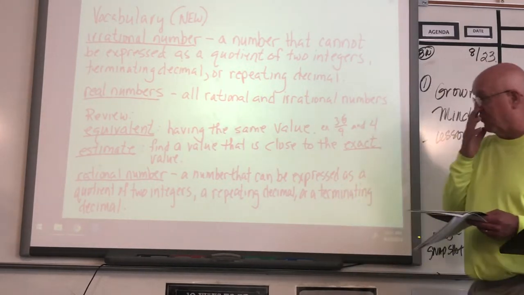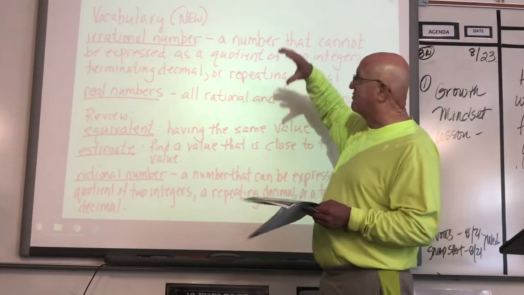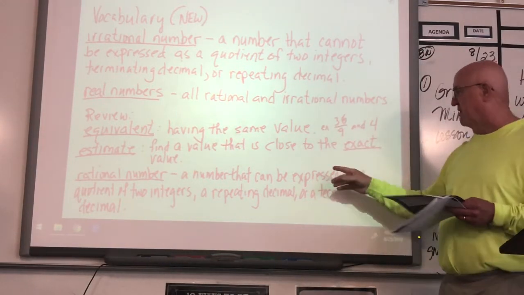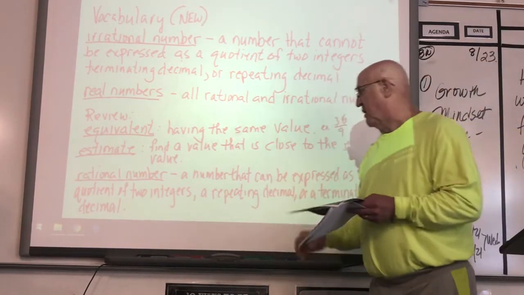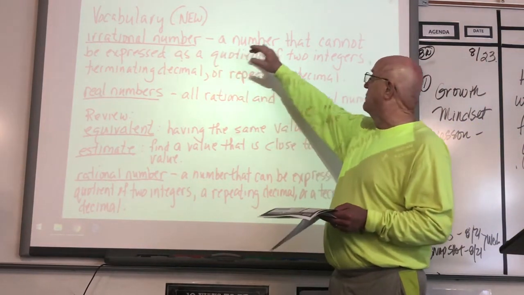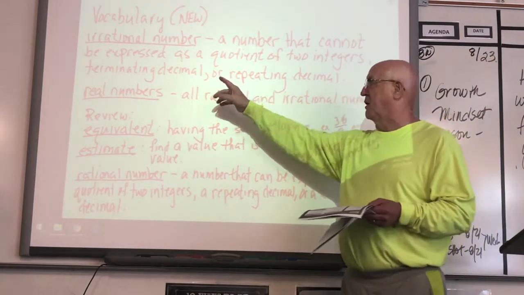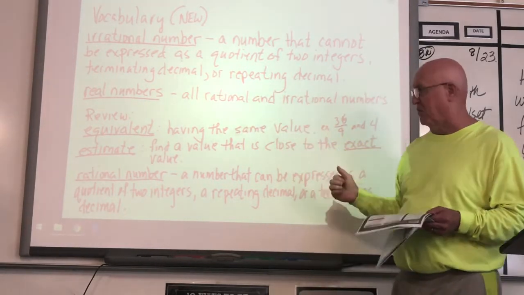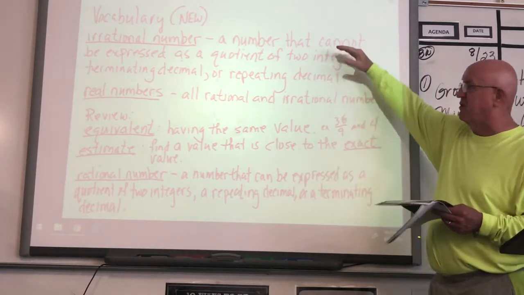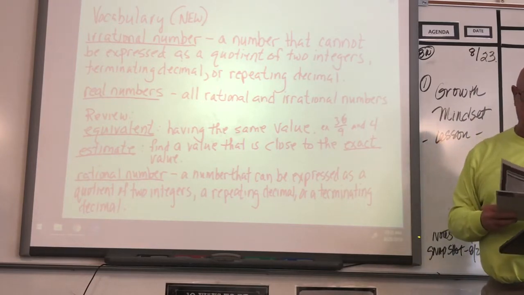And then the last term is rational number, and if you look at the definition of rational number, you'll find it's the exact opposite of irrational number. So a rational number is a number that can be expressed as a quotient of two integers, a repeating decimal, or a terminating decimal. And if you look at the irrational number, that's a number that cannot be expressed as a quotient of two integers, or as a terminating decimal, or as a repeating decimal. So we need to make sure we understand that these two are exact opposites of each other, and if we do that, then we'll be able to understand most of what we want to do in this lesson.